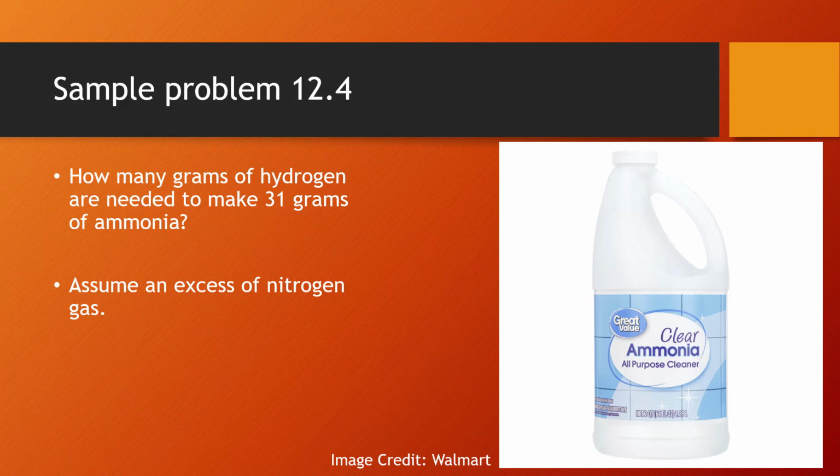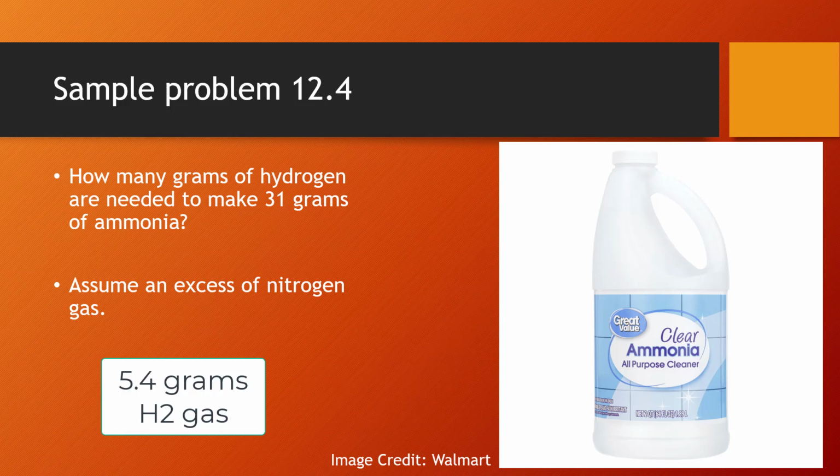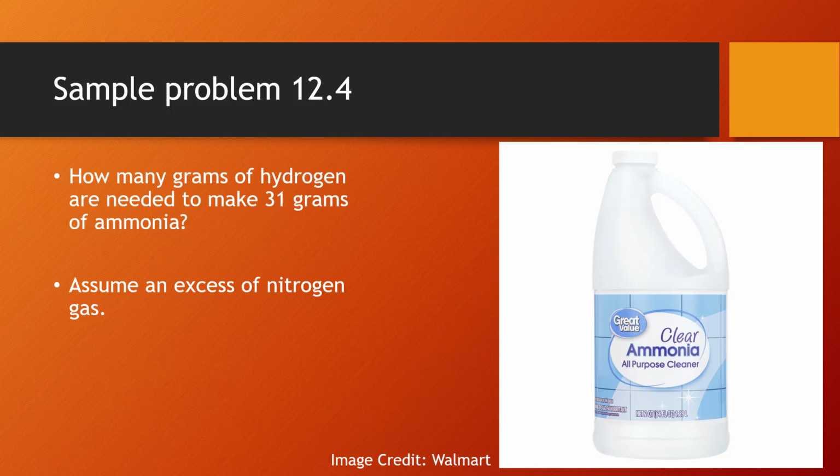So here's the sample problem. How many grams of hydrogen are needed to make 31 grams of ammonia? Assume we have enough nitrogen gas. And that's right, you're going to end up with 31 grams of ammonia, you're going to get 5.4 grams of hydrogen. Need 5.4 grams of hydrogen.